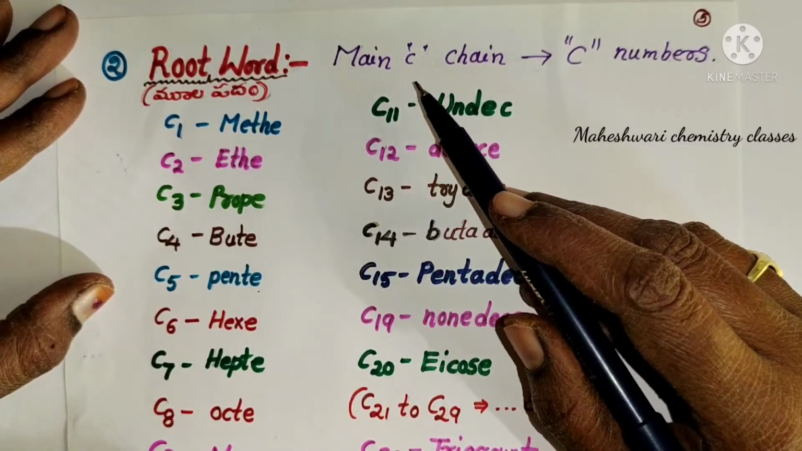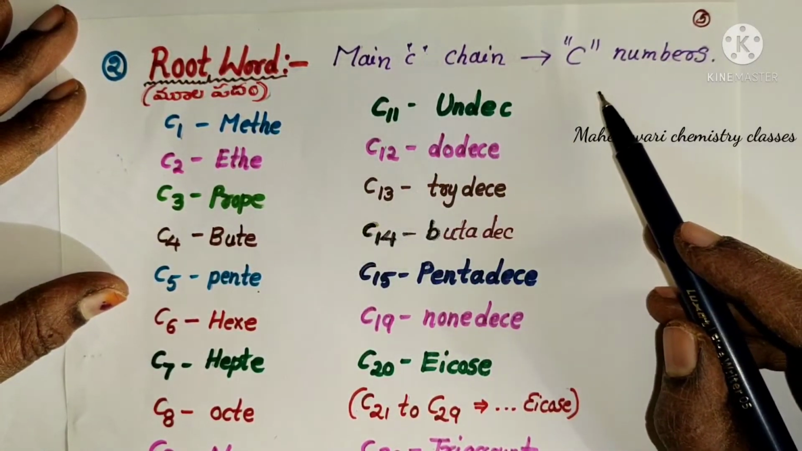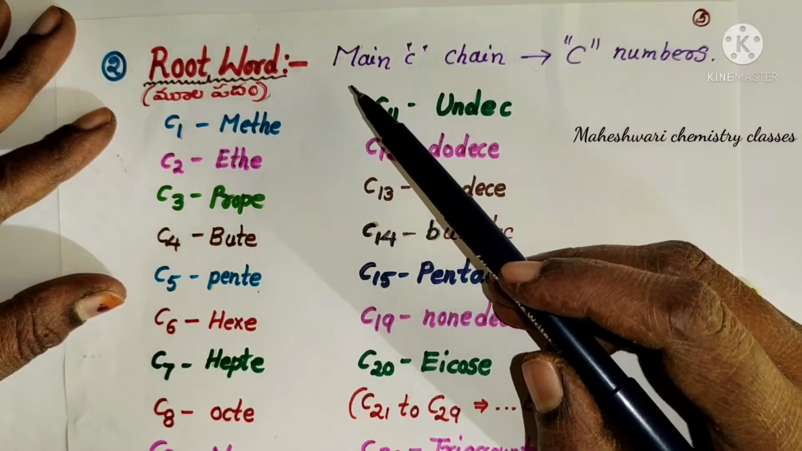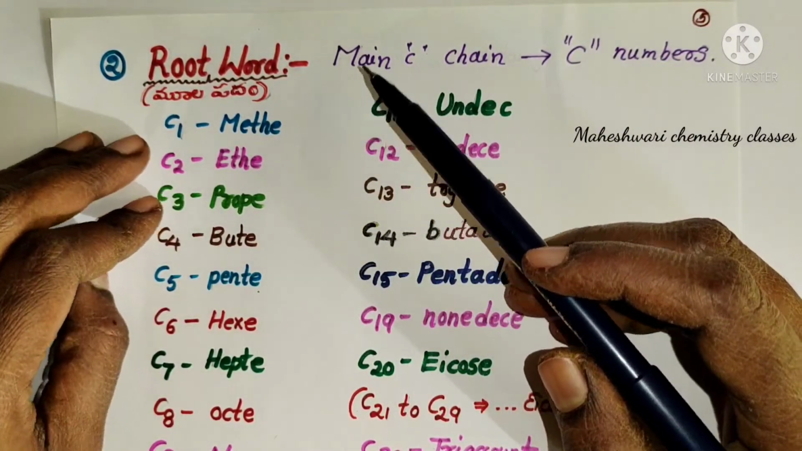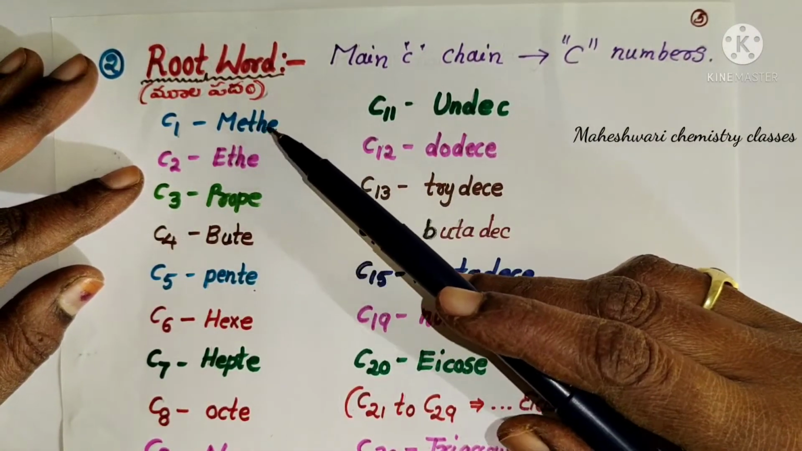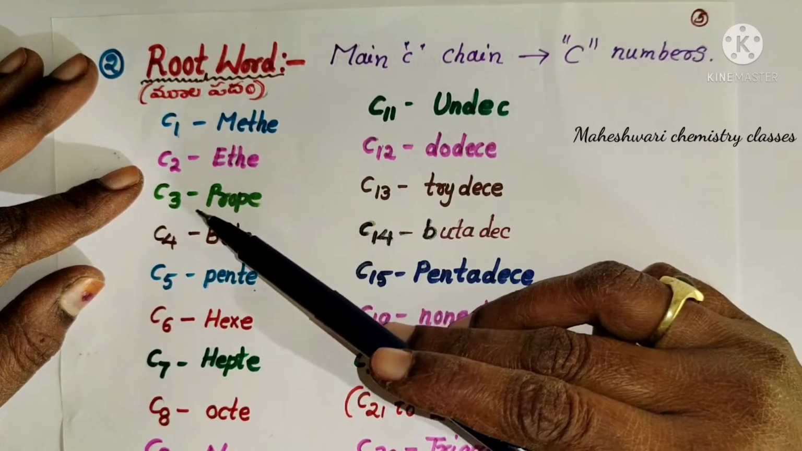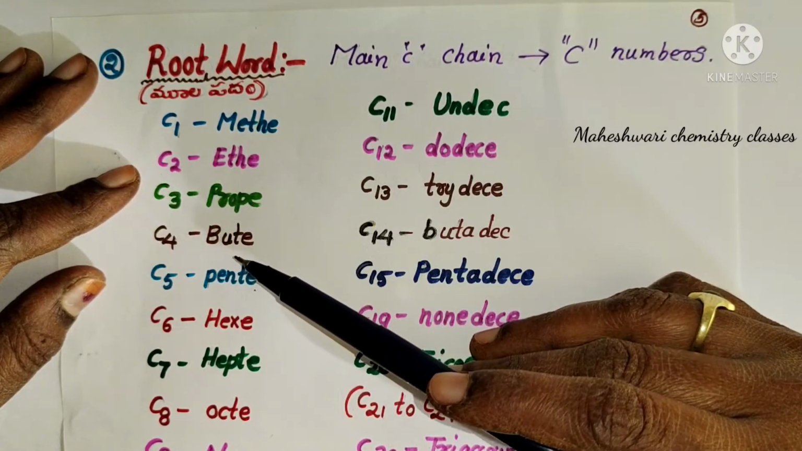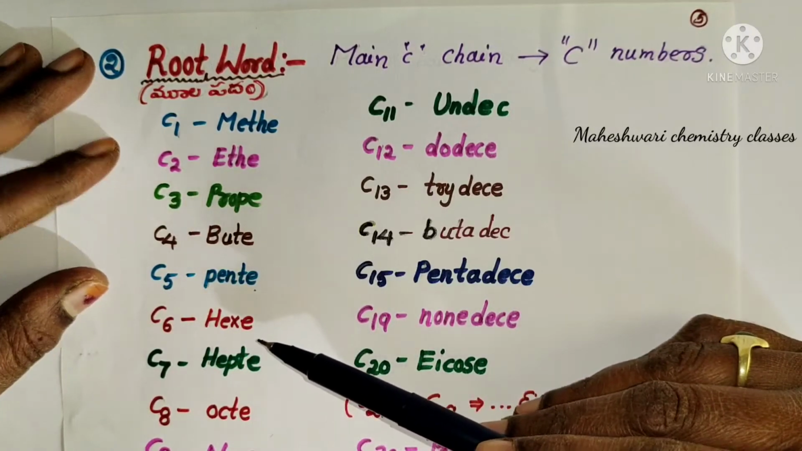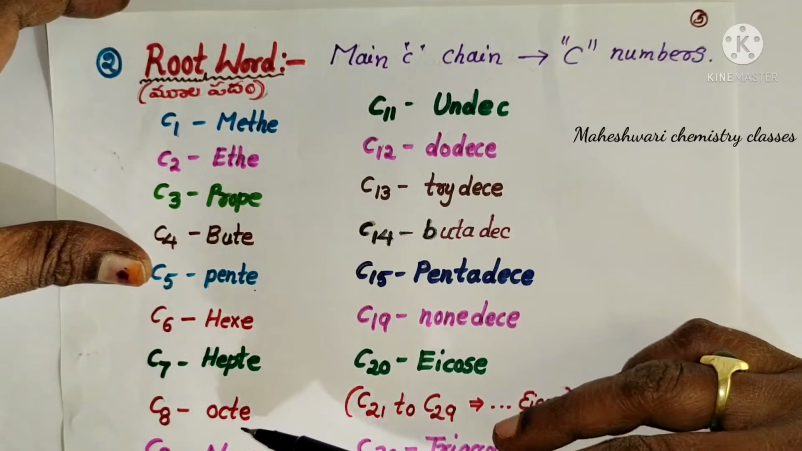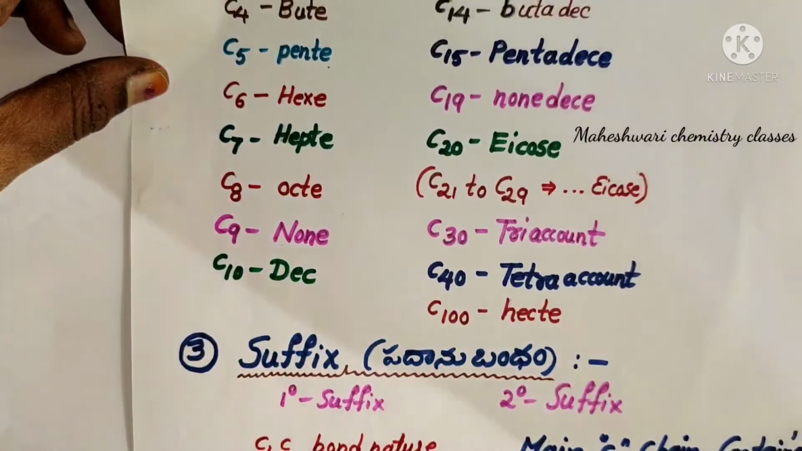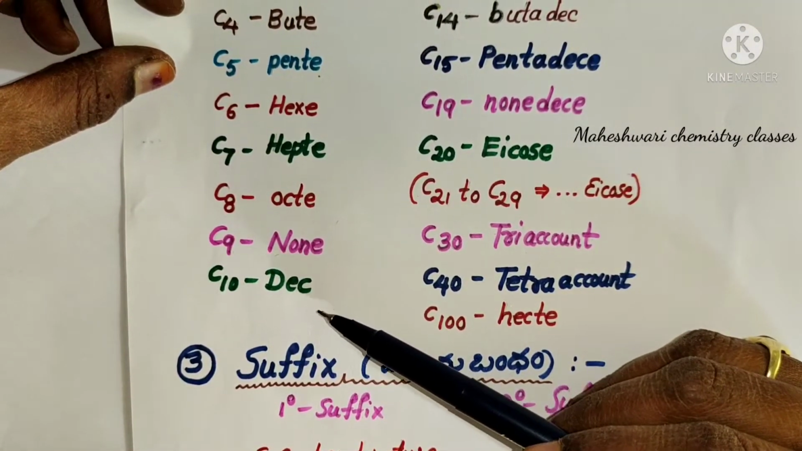Nothing but the main carbon chain containing carbons. The word root is nothing but the root word. Both are the same, no need to worry. Here, if 1 carbon is there, it is meth; C1 meth, 2 carbons eth, 3 carbons prop, 4 carbons but, C5 pent, C6 hex, C7 hept, C8 oct, C9 non, C10 deca or deci.